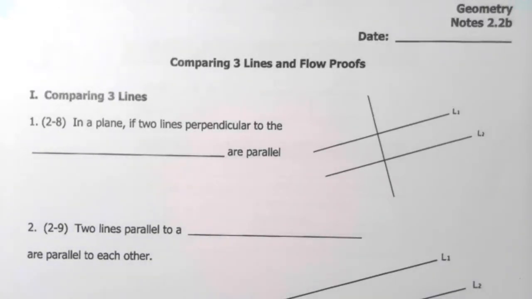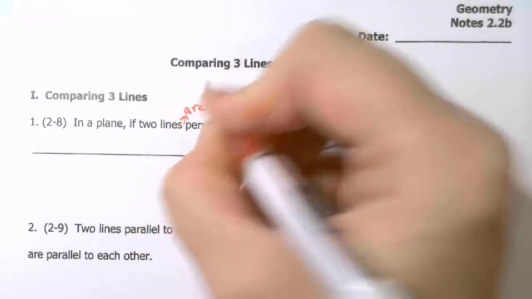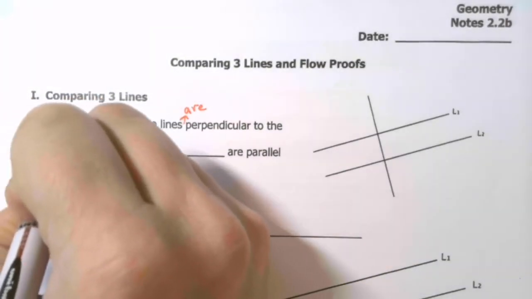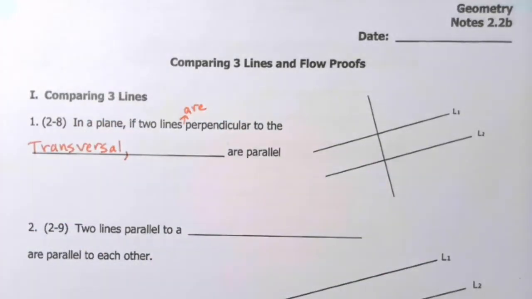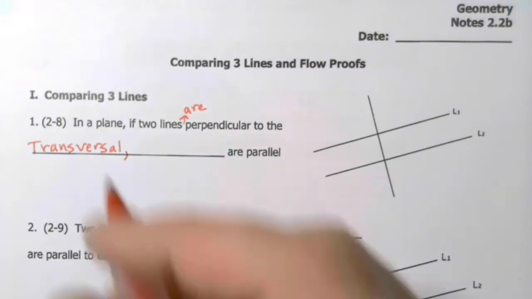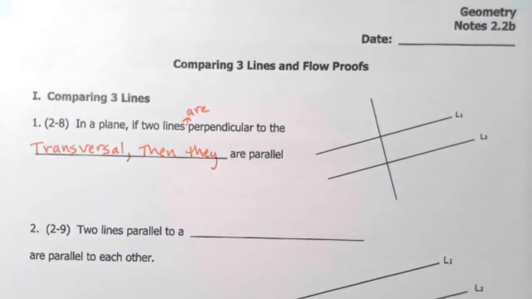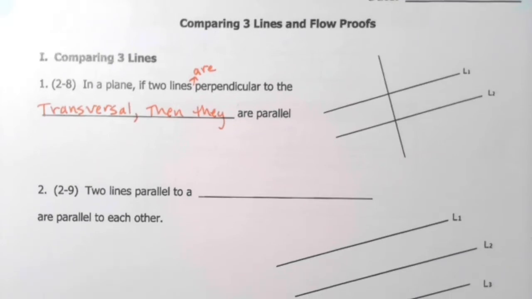First one, comparing three lines, Theorem 2-8. In a plane, if two lines, and there's a word missing there, so put the word are, if two lines are perpendicular to the transversal, then they are parallel. All right, so this one we're going to show a little different today.